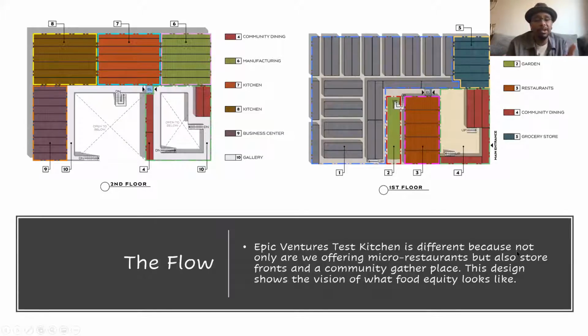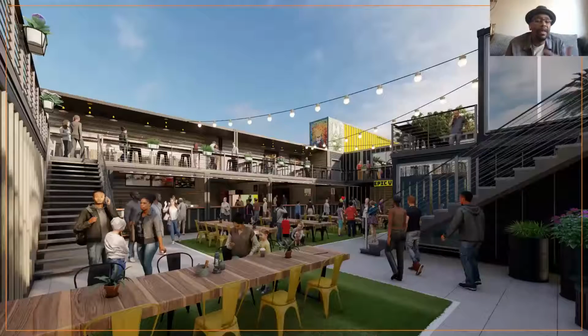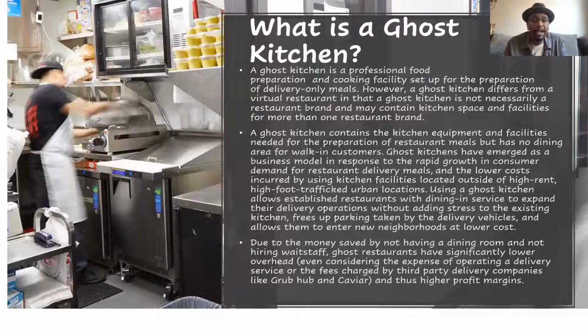And this is more what the actual floor plan looks like. It includes everything from the restaurants, community dining, the grocery stores, the community meeting space, the manufacturing kitchen, the commercial kitchen, the cannabis kitchen, and all of our ghost kitchen models also. Again, a better view of the entire floor plan. This is a model that we hope can be something not only here in Oakland, but we want to be able to take these models everywhere.